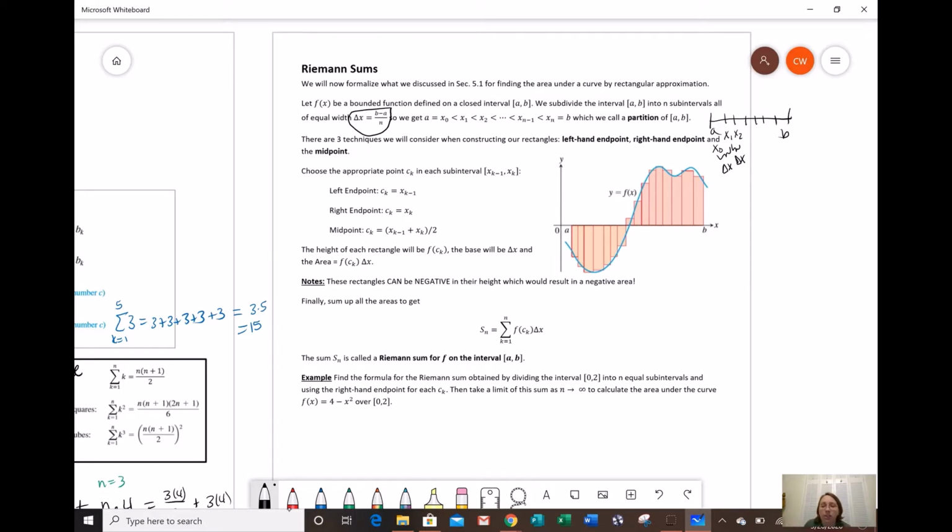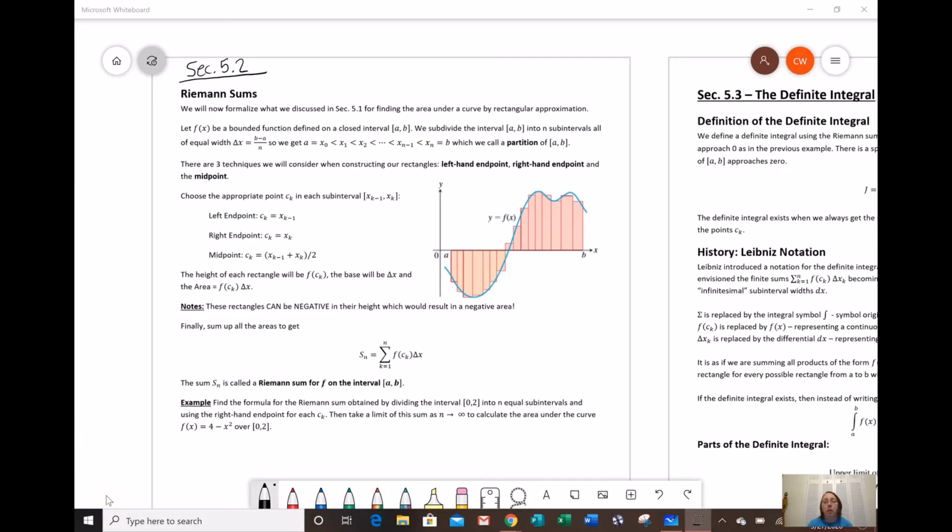Our partitions will always have equal width in between. In this picture, you can see the rectangles don't have equal width. We're not going to do that case. I put this picture here though because I wanted to show you a picture with lots of rectangles. Just understand that our rectangles will always be the same base, same width. There are 3 techniques we will consider when constructing our rectangles: left-hand endpoint, right-hand endpoint, and the midpoint.